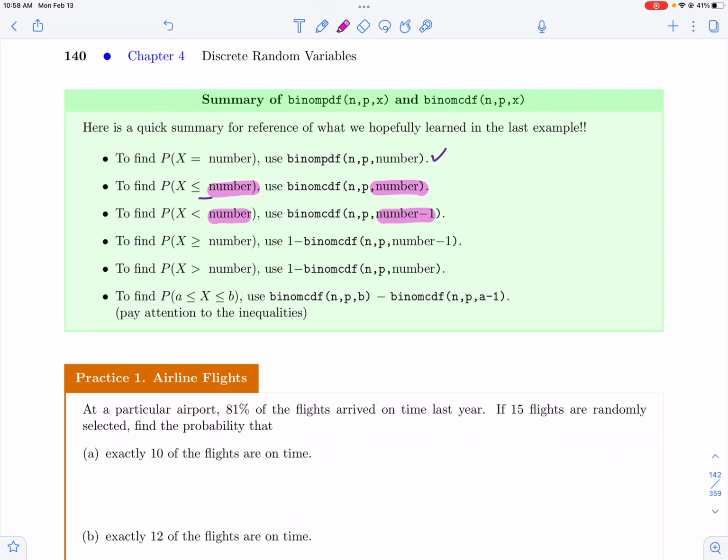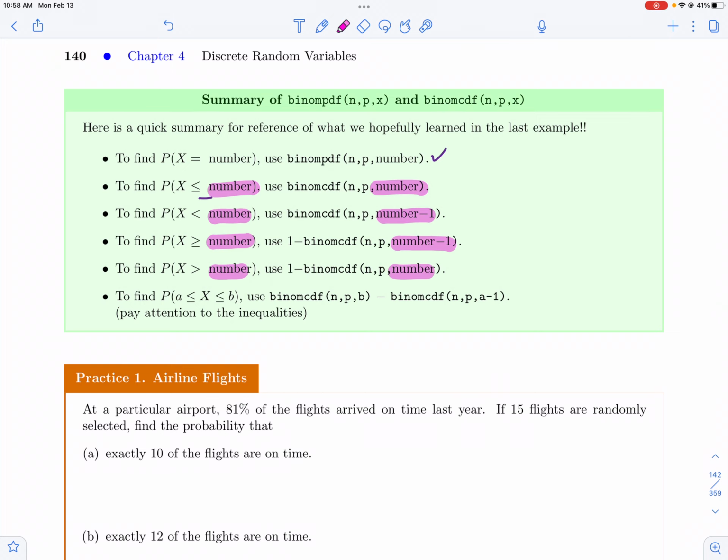Now, if it's a greater than or equal to, this is where we're going to have to do 1 minus our binomial CDF. And so in this case, since we want to include that number on our list, we don't want to include that number over here because we're going to be subtracting it away. So that's why we do number minus 1. If it's strictly greater than, we don't want to include that number in our probability. So when we do our 1 minus, we're going to keep that number in there because we want to make sure it gets subtracted out.